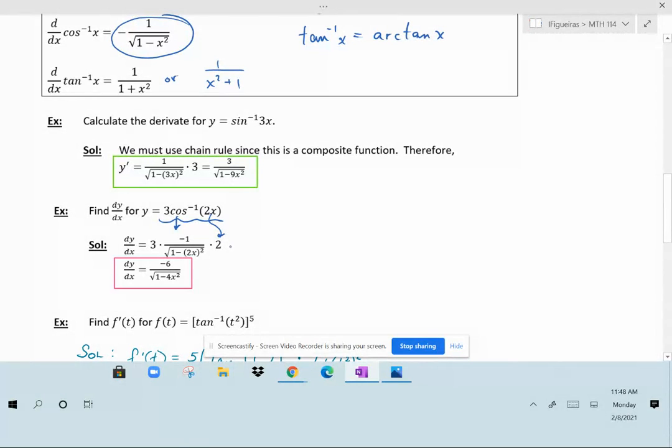But my coefficients, the 3, the negative 1, and the 2, give me a coefficient of negative 6 on the next line. And when you square the 2x, you get negative 6 over the square root of 1 minus 4x squared.